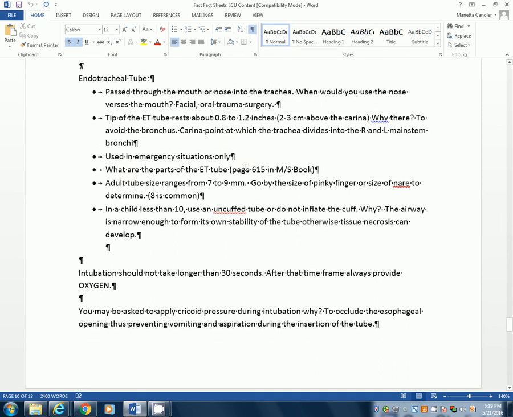This is used in emergency situations only, where you're going to see someone intubated, usually during a code, usually respiratory. The physician, someone's going to intubate. Out in the field, it would be paramedics.